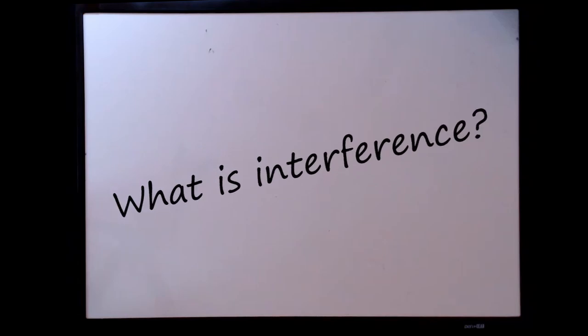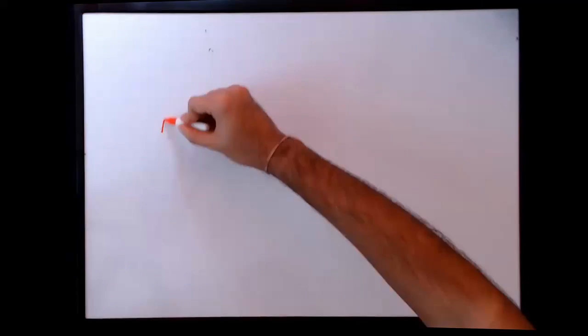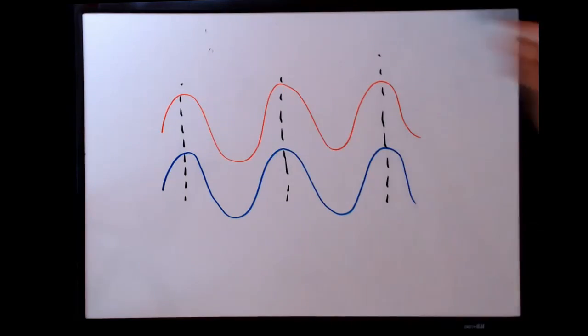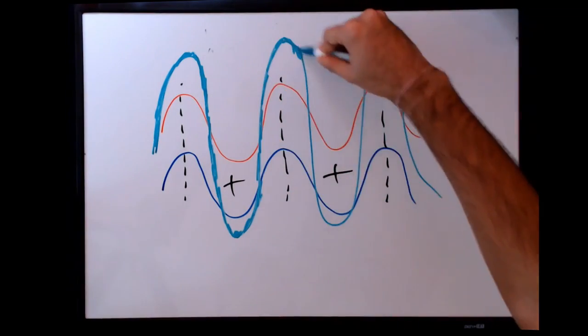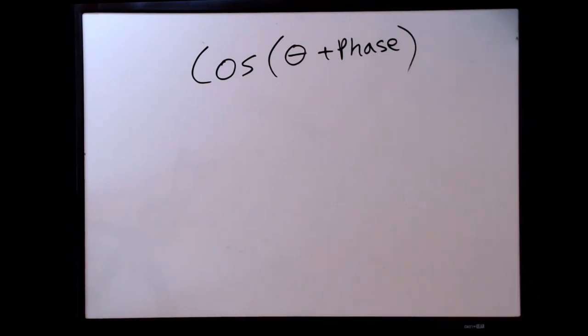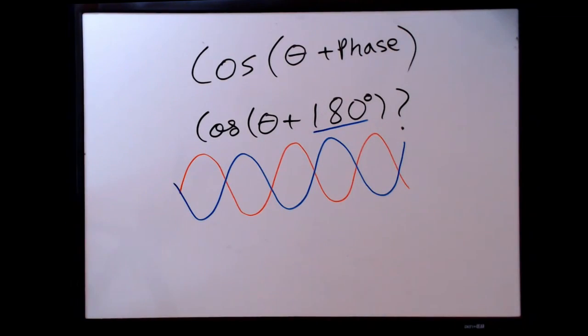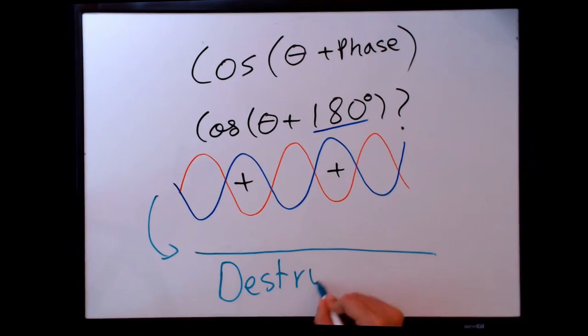What is interference? Let's take two light waves of the same wavelength. If both waves match up perfectly, they constructively interfere, meaning the amplitudes add up. These light waves are said to be in phase. If both waves are out of phase by 180 degrees, then they perfectly cancel each other out, producing destructive interference.